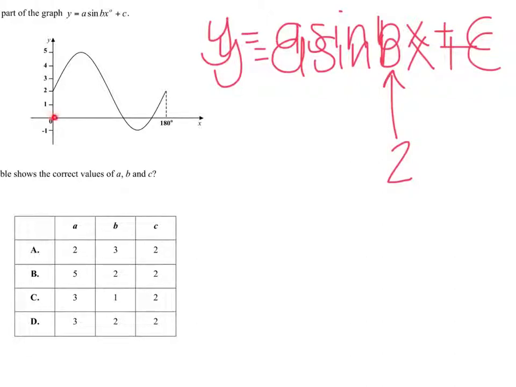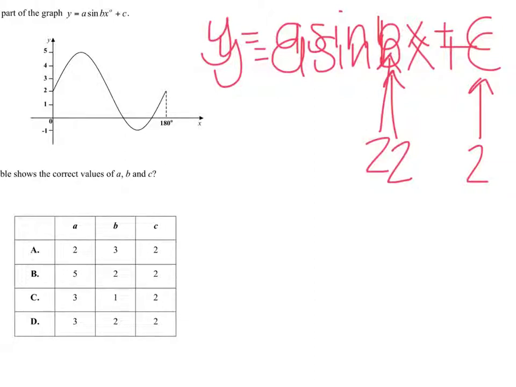The normal sine graph starts at 0, which means that this graph has been shifted up by 2, which means the value of C is also 2. If we look at this graph, we can see that it has a maximum at 5 and a minimum at -1. That means the total height of the graph is 6.